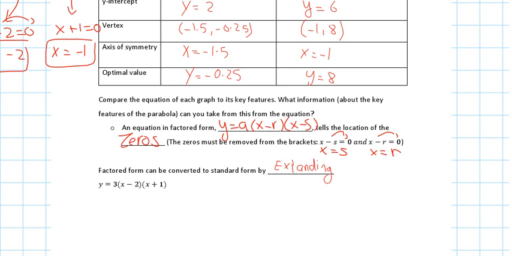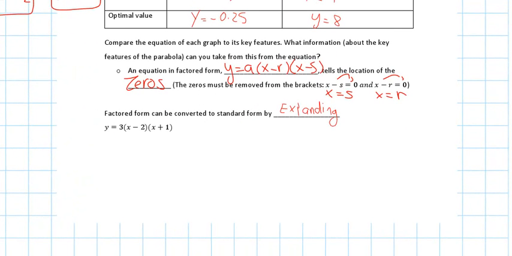Okay, so let's FOIL. What do we do to FOIL? Just multiply the first by the first. I'm going to leave the 3 outside for now. Then I'm going to multiply this, then this, then this, then negative 2 times 1. So x times x is x squared, x times 1 is 1x, negative 2 times x is negative 2x, and then negative 2 times 1 is negative 2.